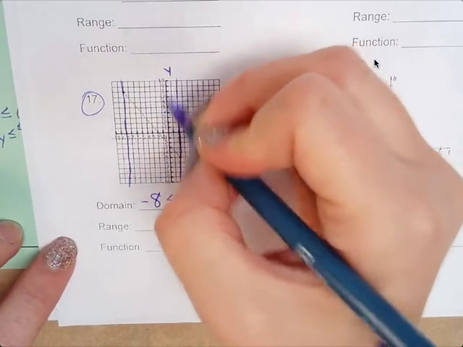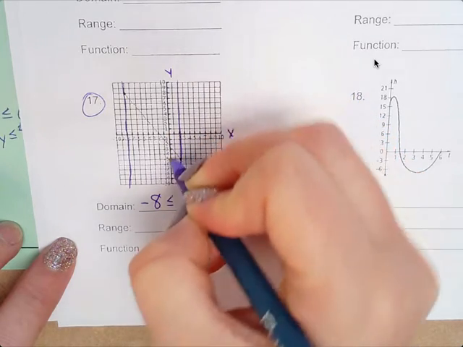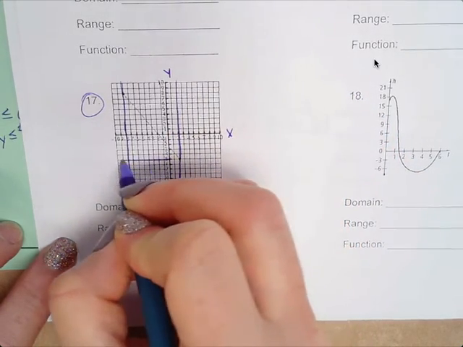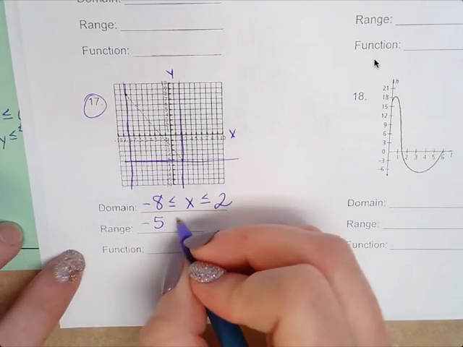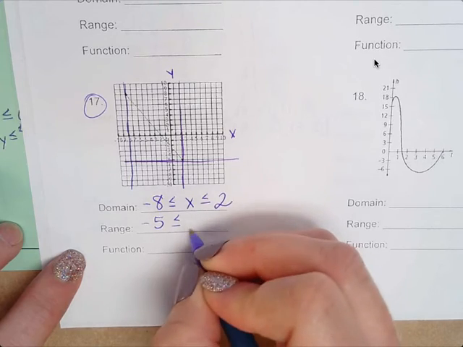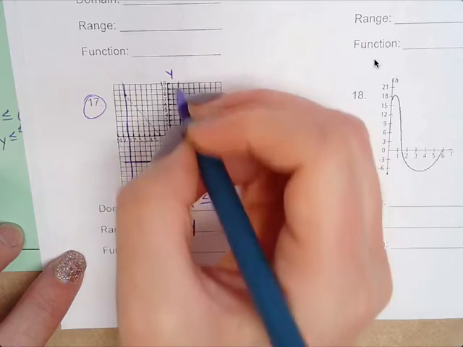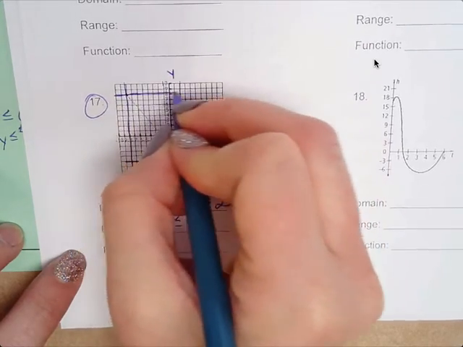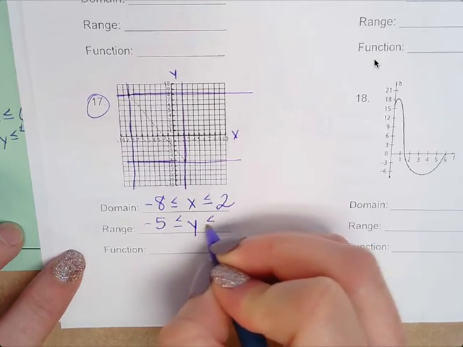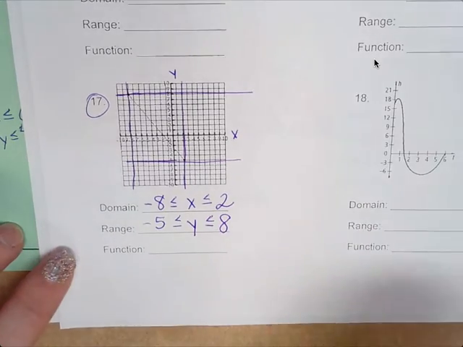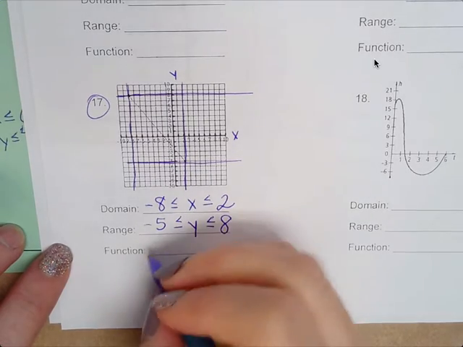Okay. So let's do our range. So range is our y-axis. So we start at the origin. Now we're going to go down on our y-axis. What's the furthest down it can go? -5. What symbol do I use? Less than or equal to what variable? Okay, and then how far up does it go? What symbol? Okay. And is it a function? Yeah.